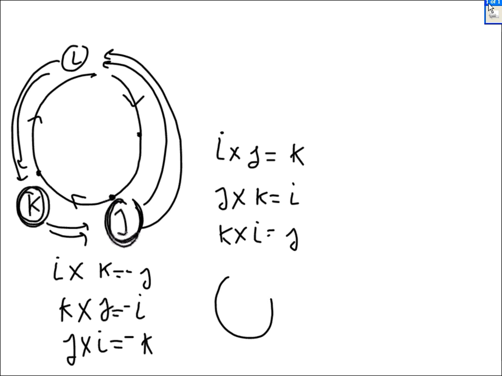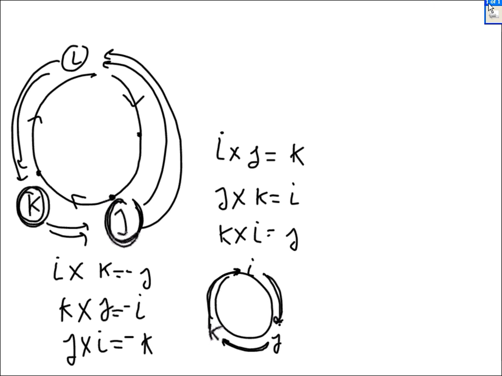You have a circle, and in the clockwise position, you go in alphabetical order: i, j, k. i cross j is k. j cross k is i. k cross i is j. It just keeps going around in circles.